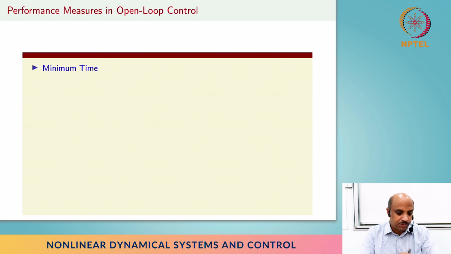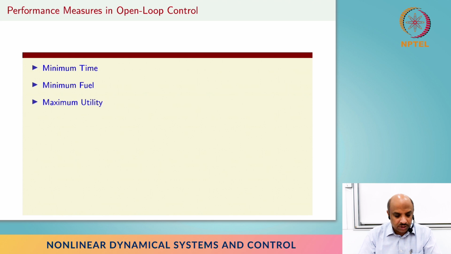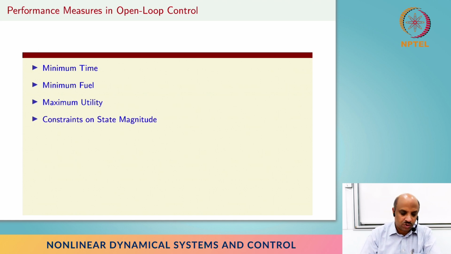And that's why we focused so much on stability when it comes to feedback. The standard performance measures when it comes to open loop control is, can we minimize the time that it takes for us to go from one place to another, right? And then of course the other extreme is basically, can I go there with the minimum amount of cost that I can spend on that particular control, right? Maximum utility is another way of looking at open loop control problems.